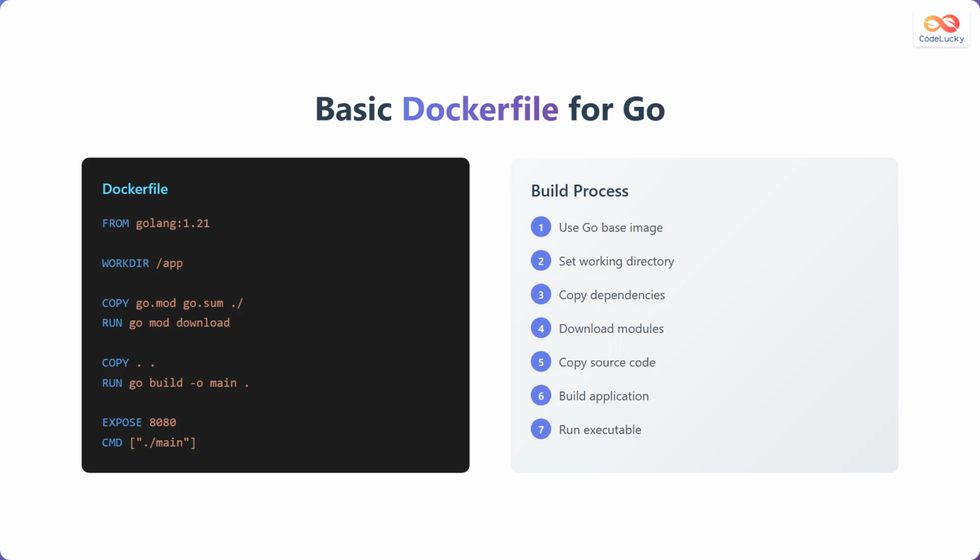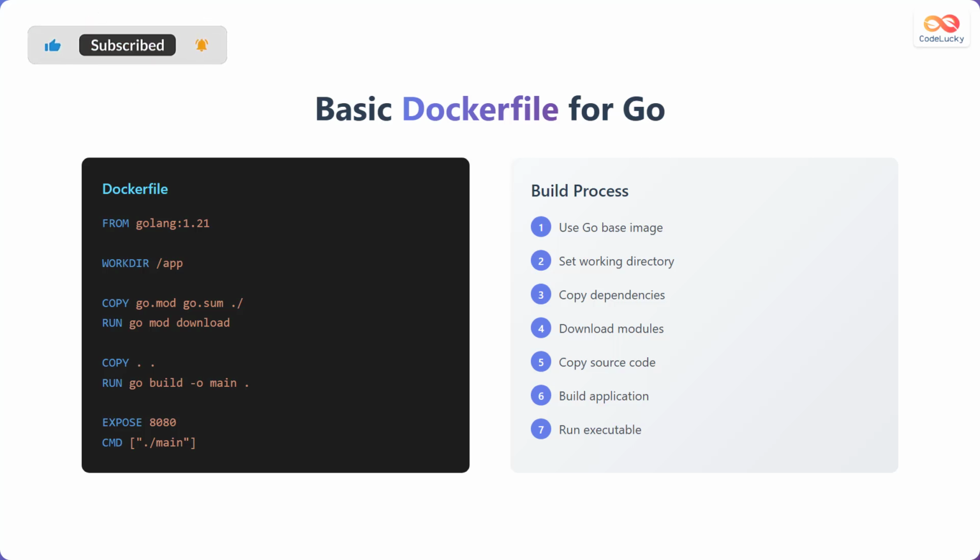Let's start with a basic Dockerfile for a Go application. The process begins by using the official Go base image, which contains the Go compiler and standard libraries. We set the working directory to app, then copy the go.mod and go.sum files first. This allows Docker to cache the dependency download step. Next, we run go mod download to fetch all dependencies. After that, we copy the entire source code and build the application using go build. Finally, we expose port 8080 and specify the command to run our executable.